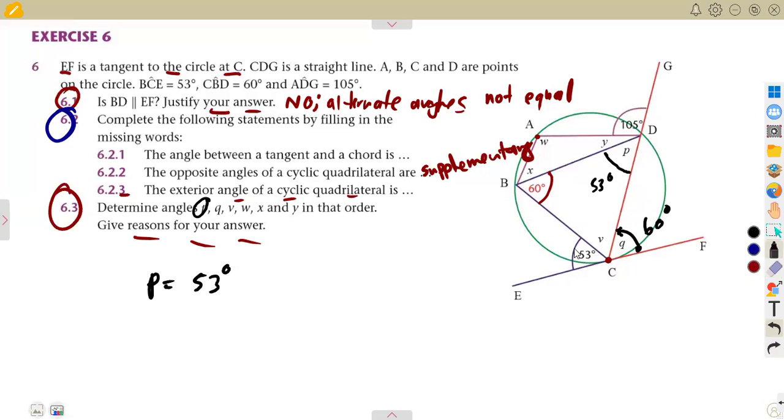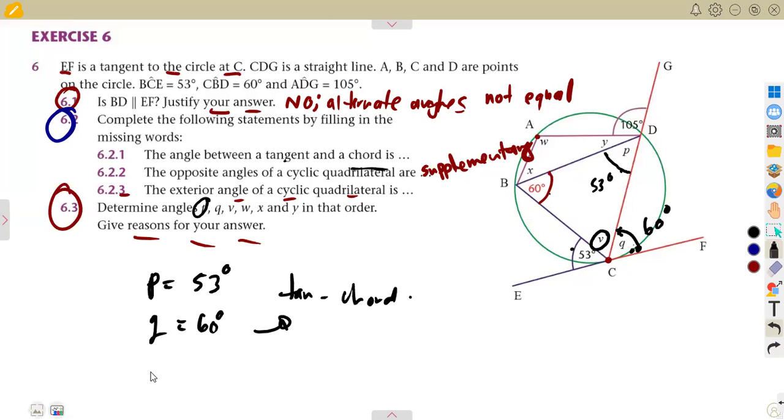The reason is the tan chord, the angle between a tangent and a chord. I'm just going to write tan chord in short, but this is the one we talked about. Then we move on to angle Q. Angle Q also comes from the same theorem. We saw that this is 60, so this is going to be 60 degrees also.